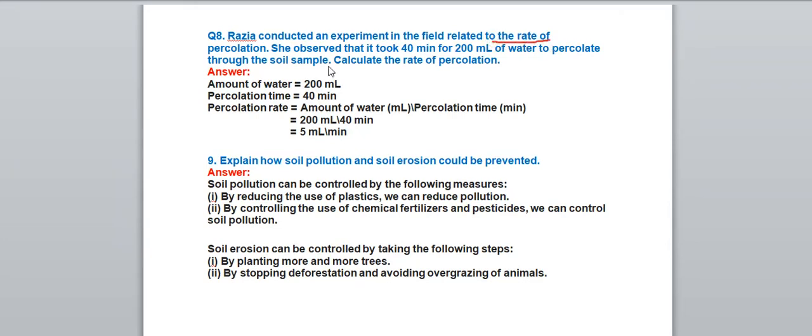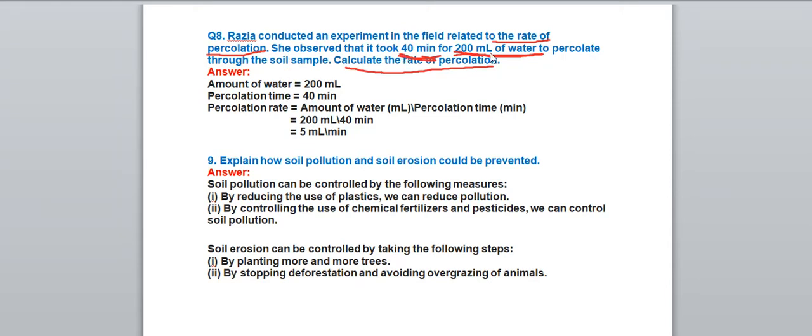This we have read in the text, rate of percolation. She observed that it took 40 minutes for 200 ml of water to percolate through the soil sample. Calculate the rate of percolation. What she has done? She has taken 200 ml of water and she has poured that 200 ml of water in a soil sample. So for 200 ml of water to go into that soil sample, how much time did it take? It took 40 minutes. Okay, time is 40 minutes. Amount of water is 200 ml. We have to find the rate of percolation in this case.